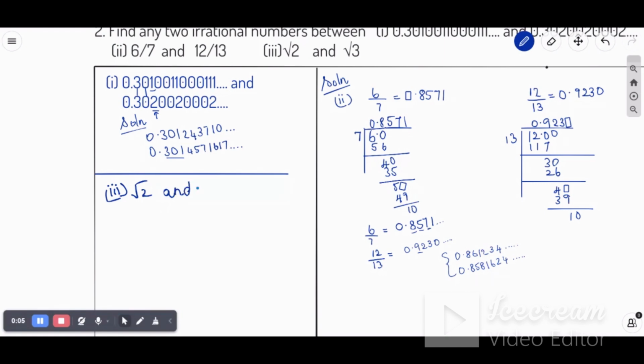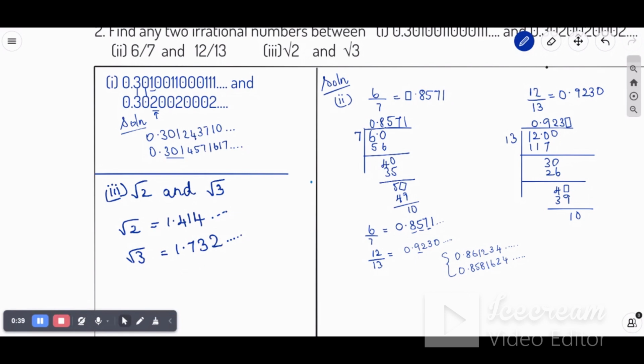Since we are in 9th standard, it's better if you know the values of these two from memory. So root 2 is equal to 1.414. If they ask explicitly, you have to find the value using the method for finding the square root. But they didn't ask it explicitly, so you can put these two numbers directly: 1.414 and 1.732. It is not terminating, so just put the recurring dots.